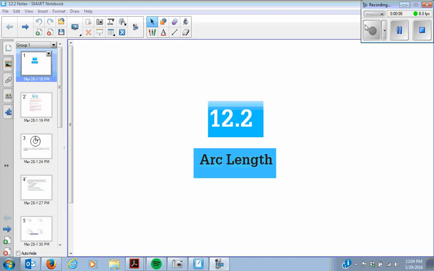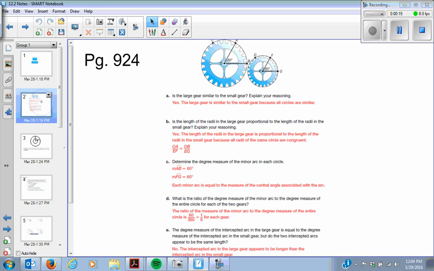So we've talked about arcs. We've talked about one way of measuring them, which is in degrees. Today we're going to learn a little bit different way to measure them towards the end of the lesson. So here we go.